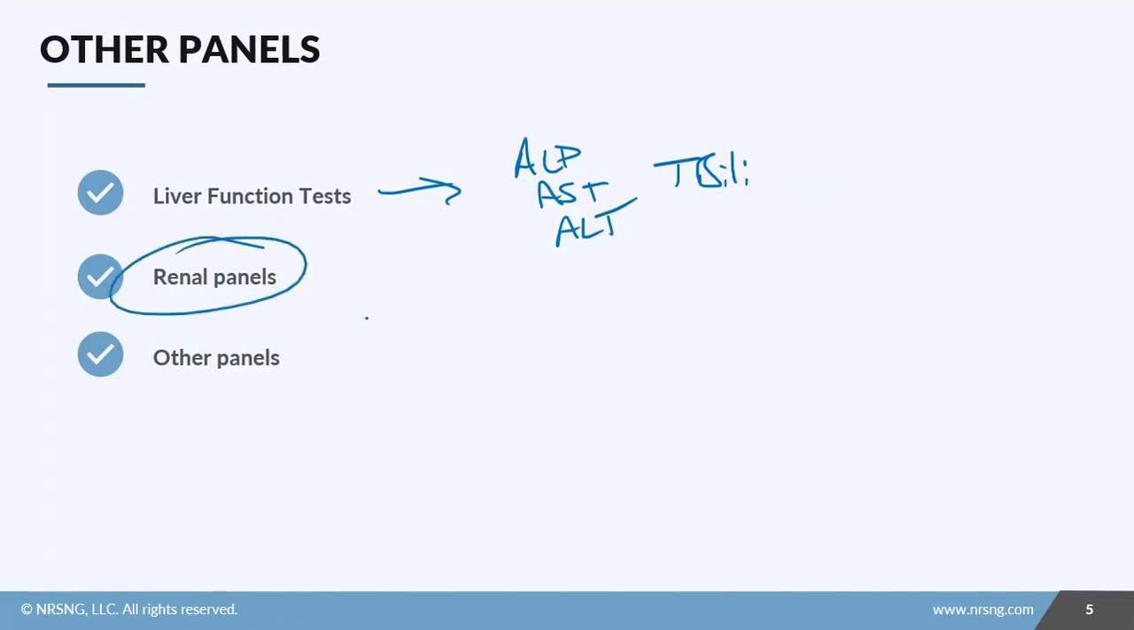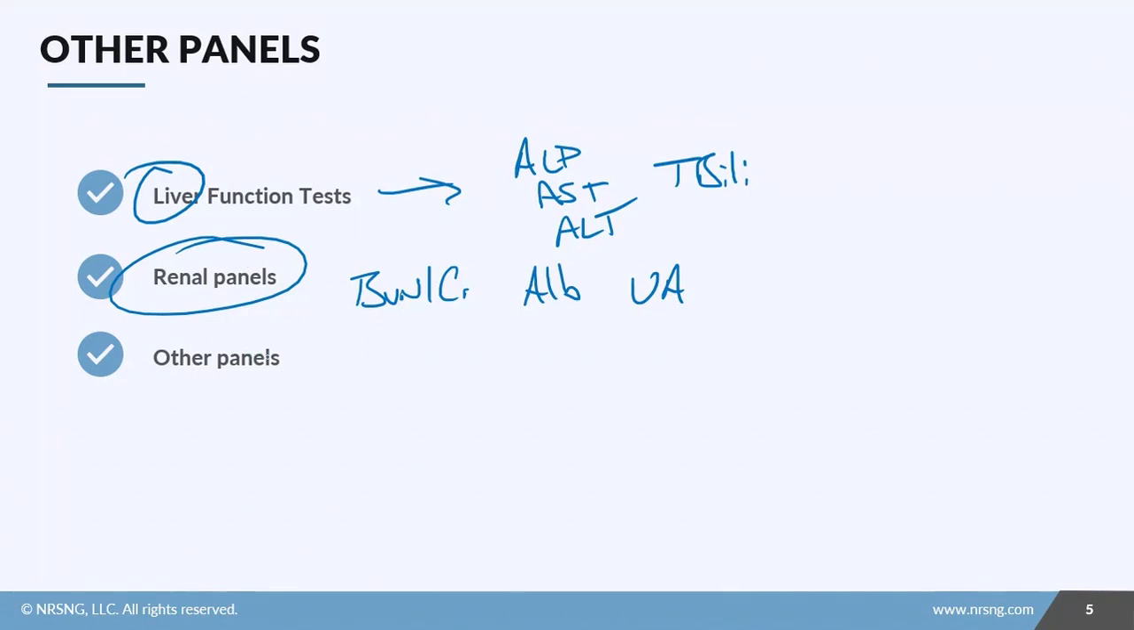Renal panels function the same way. They're going to look at things more specifically to that organ. So you have things like your BUN and creatinine. It's also going to look at albumin. You may also get a urinalysis on your patient, but we're looking at kidney function as a whole, just like your liver function, versus just general snapshots.